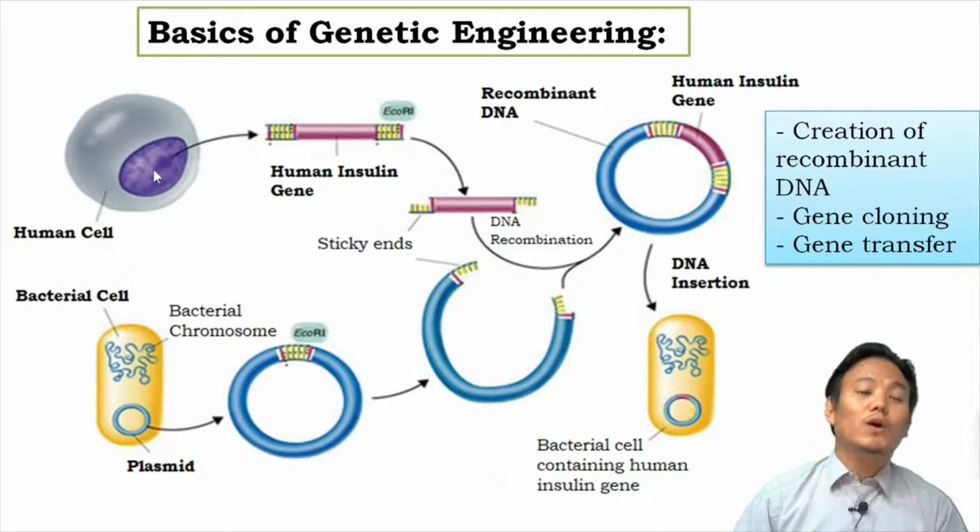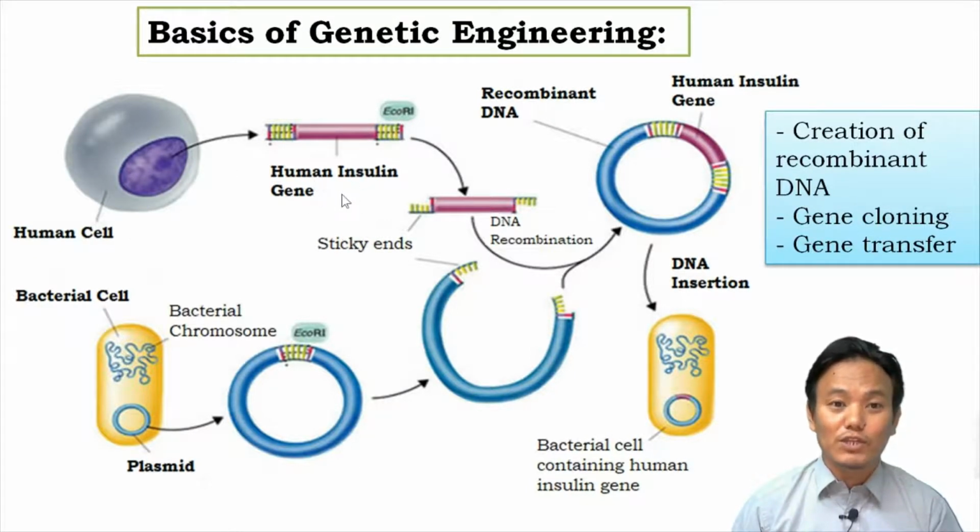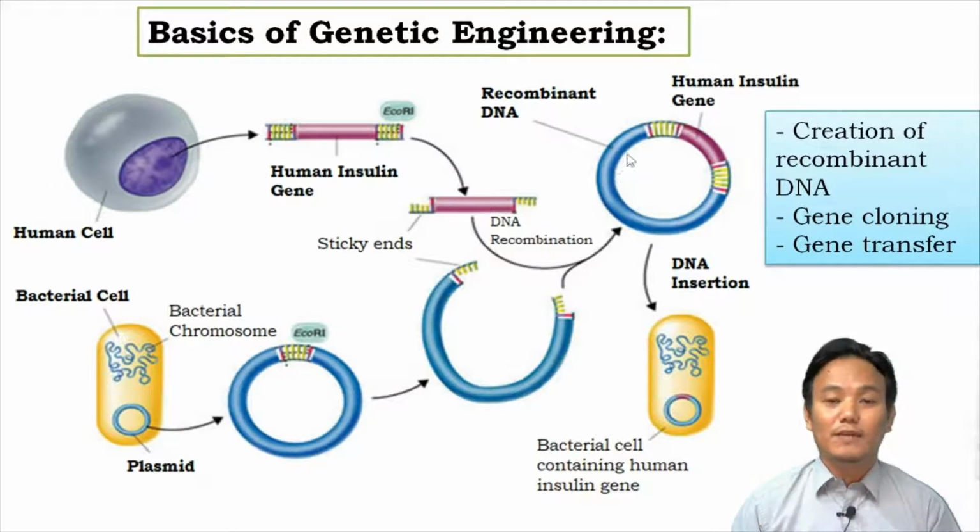Okay, so over here we have a human cell and a bacterial cell. From the human cell, we take out a gene of interest. In this particular case, we have the human insulin gene. So we take out the human insulin gene from the human cell, and from the bacterial cell, we take out the plasmid DNA or the vector. And then we combine these two DNAs to create a recombinant DNA.